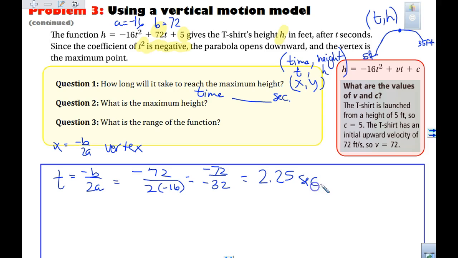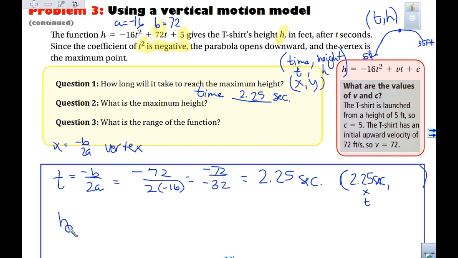2.25 seconds. This is the t coordinate, or x coordinate, of our vertex. It took the t-shirt 2.25 seconds. That's my x or my t, the time. So I could already answer this question: how long did it take? 2.25 seconds. What is the maximum height?